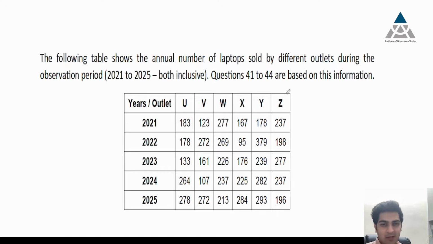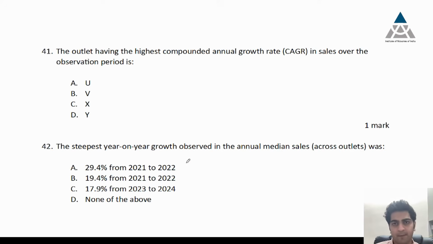So the following table shows the annual number of laptops sold by different outlets during the observation period, 2021 to 2025, both inclusive, and you have 4 questions based on this. Okay, so quite a lot of numbers. You have 6 outlets and 5 years to cover. Okay, U V W X Y Z, that's great.